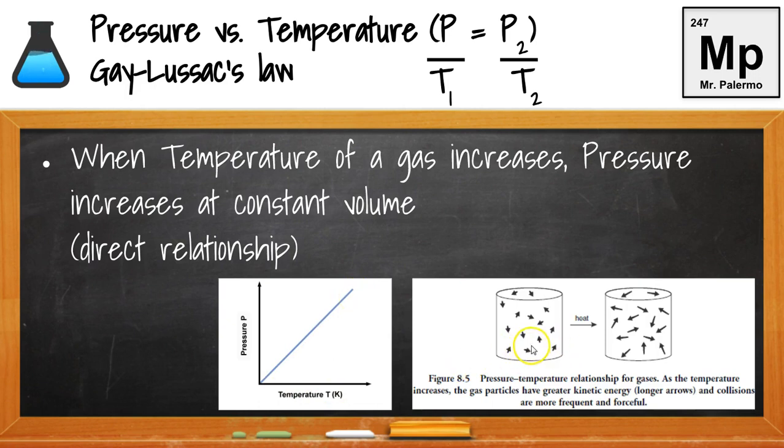And we can see here the reason why: as we increase temperature, we increase kinetic energy. And so as these particles are moving faster, indicated by the longer arrows here, they have more collisions and more forceful collisions with the sides of the container and each other, which in turn is an increase in pressure on that container.